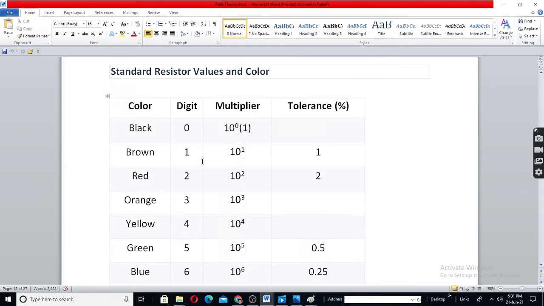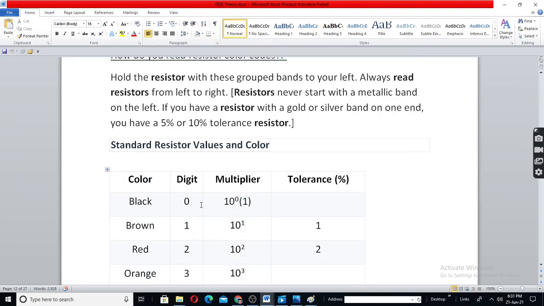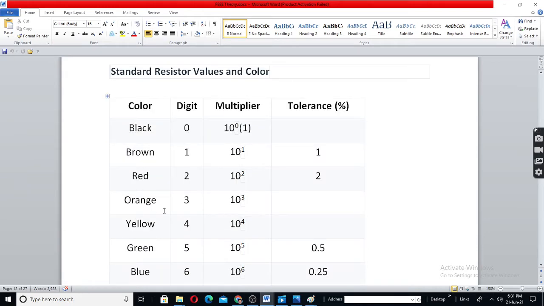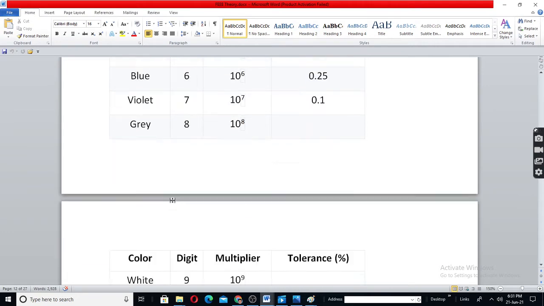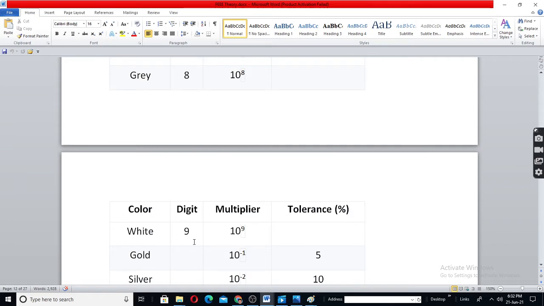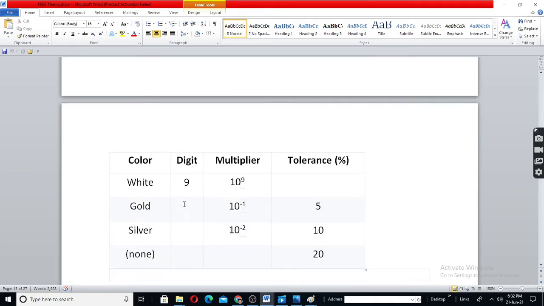Now, each color has some number. Black means 0, brown 1, red 2, like this, orange 3. White 9, gold -1, silver -2. But -1 and -2 are not considered as digits, hence they are not written here.